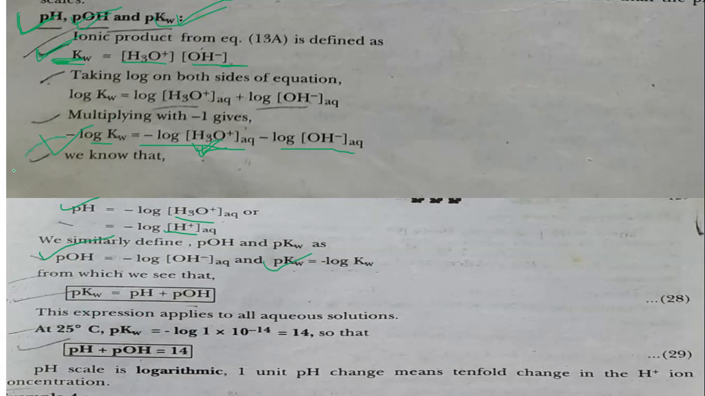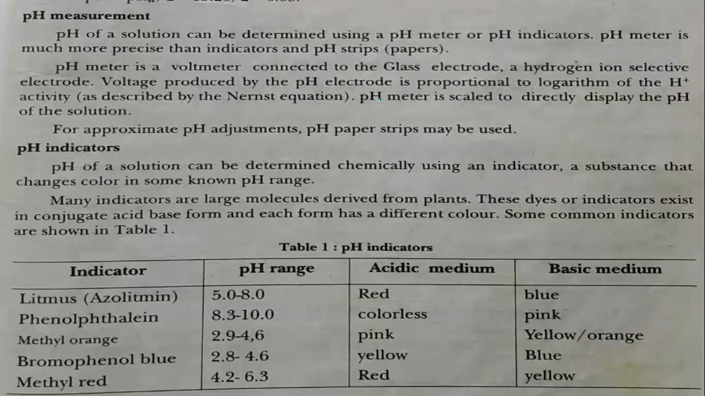So from this formula, we can write pKw is equal to pH plus pOH. At 25 degrees Celsius, you know the value of pKw. We have seen in the last lecture, that it is negative log of 1 into 10 raised to minus 14. If we solve this, you will get the value of pKw, that is 14. So putting that value of 14 in this equation, you will get pH plus pOH is equal to 14. Very simple. I think you have understood this.